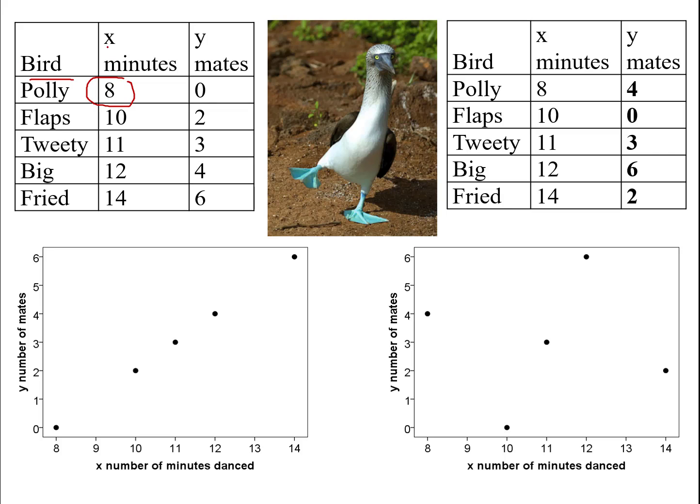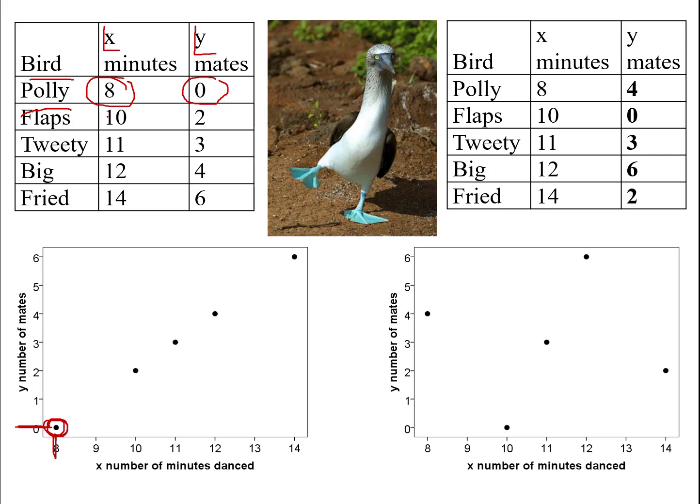And so Polly bird here, Polly danced for 8 minutes. So Polly's score on X is 8. And Polly unfortunately got 0 mates. So Polly's score on Y is 0. And down at the bottom, I have a scatter plot, and where Y is 0 and X is 8, I put a dot right here.